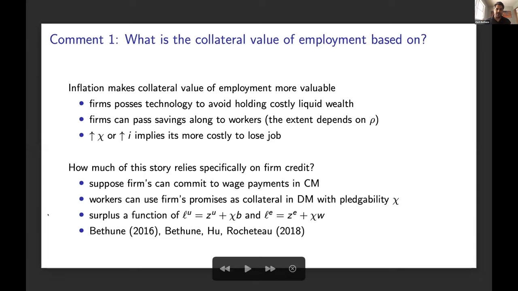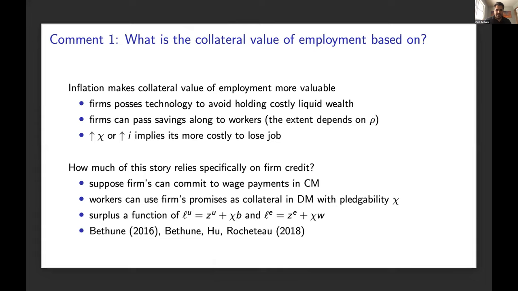So another way to frame it is to imagine that the increase in credit availability is all happening on the consumer side. Firms have this commitment power to pay numeraire in the centralized market, that's our usual assumption in these models. And workers can then use those firms' promises to pay wages in numeraire in the centralized market as collateral in the decentralized market. Okay, two things, and I'll finish in maybe one and a half minutes.